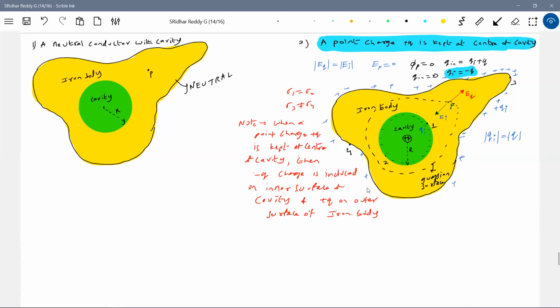And what about charge density? At 1 and 2 they are different. So I'll write it here. Sigma 1 equal to sigma 2, sigma 3 not equal to sigma 4. So charge density on the inner surface of the cavity depends on the position of the point charge and also the radius of curvature.